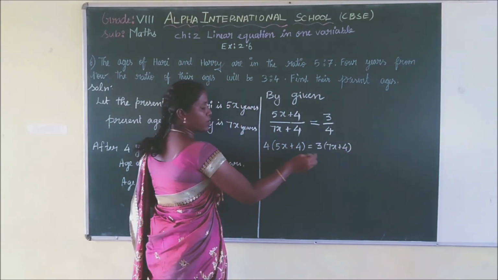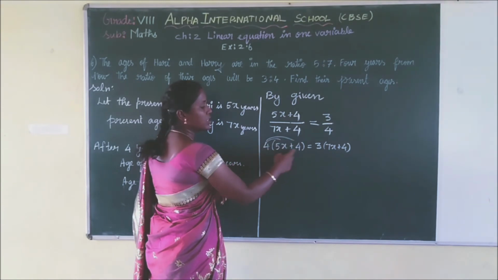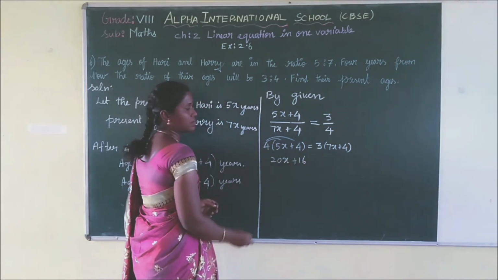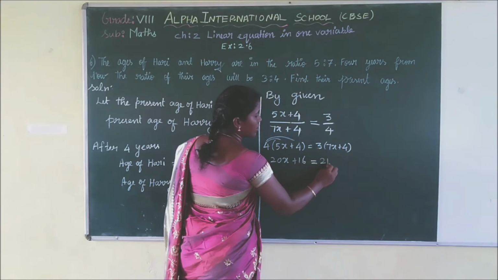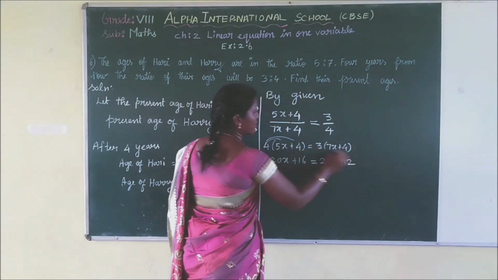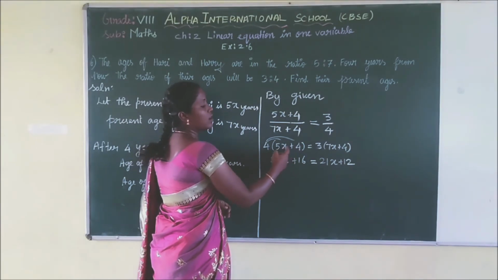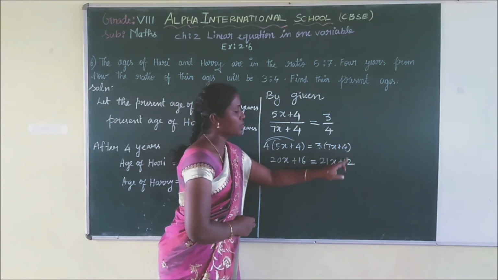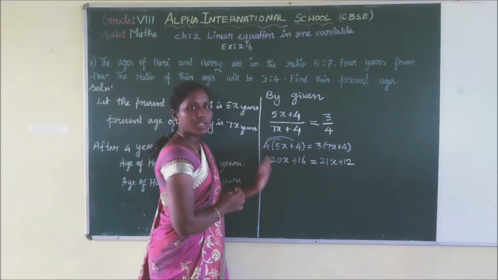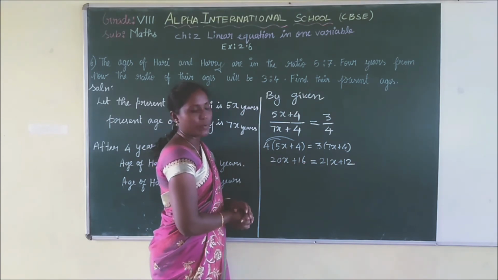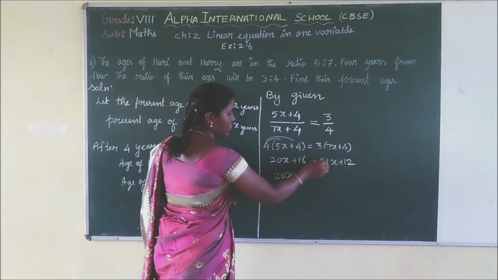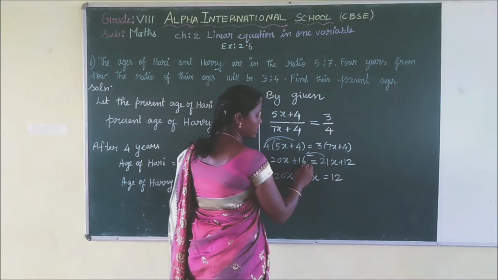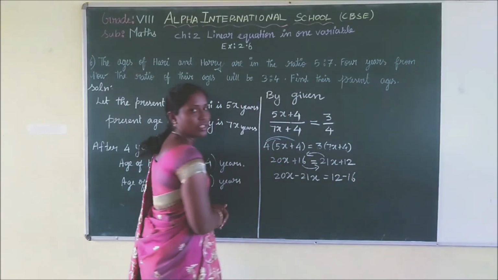Now remove the brackets: multiply 4 with both terms inside the bracket. So 5 4s are 20x plus 4 4s are 16 is equal to 7 3s are 21x plus 4 3s are 12. Now put the terms with variable and the numbers on separate sides of the equation. So if 21x comes here, it is minus 21x, is equal to 12, which is already there. If 16 goes there, it is minus 16.